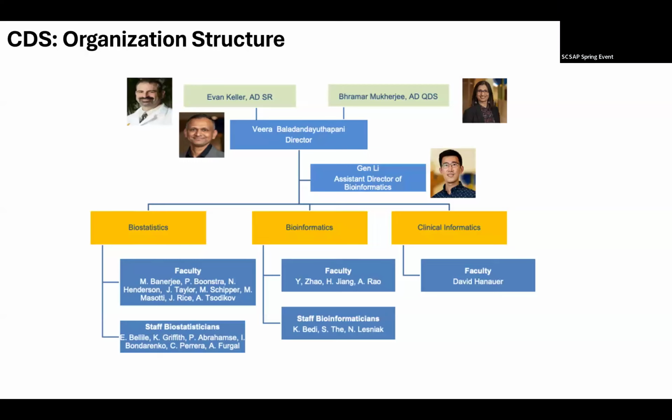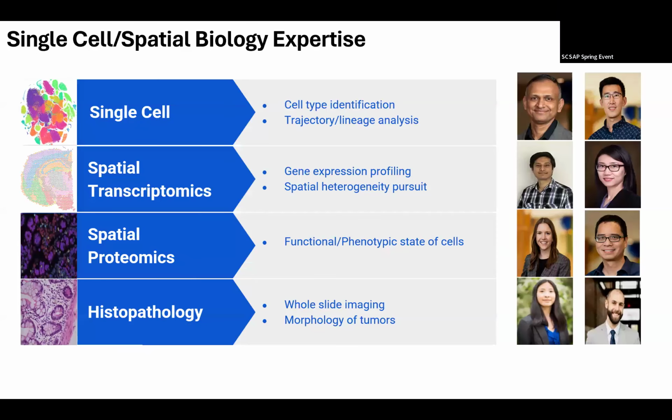So overall, the structure of the core, as I mentioned: Evan's our fearless leader as the associate director of the shared resources, along with Bhramar Mukherjee. And we have lots of faculty with varying degrees of expertise, as well as a stellar group of analysts who work on different aspects of this. And coming to the single cell and spatial biology expertise, we are looking at it in the broadest possible sense. Of course, the single cell, where one can do cell type identification and trajectory lineage analysis, just some flavors of types of analysis projects that we've been involved in.